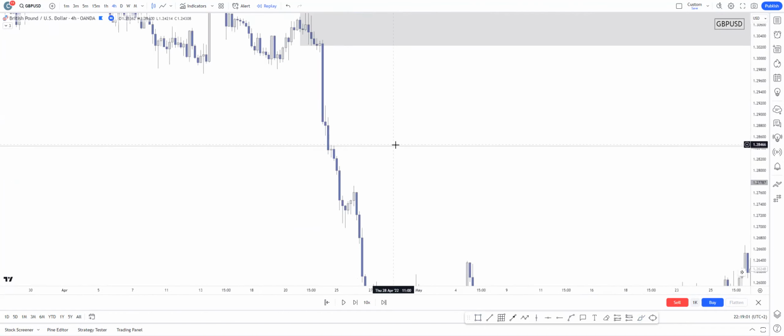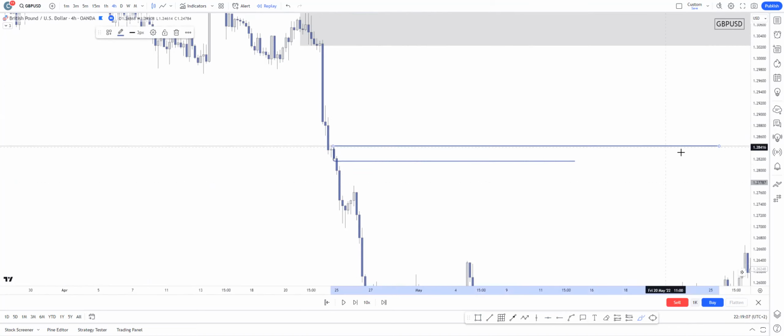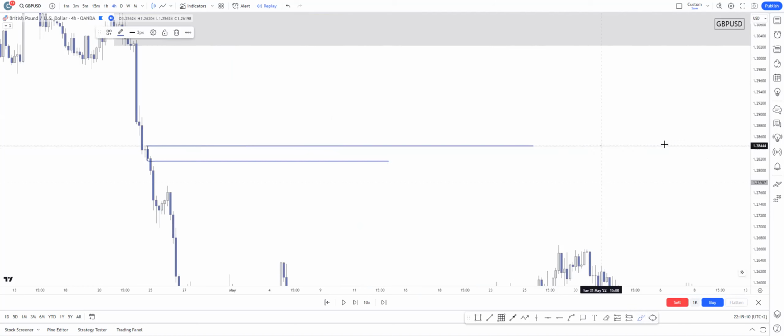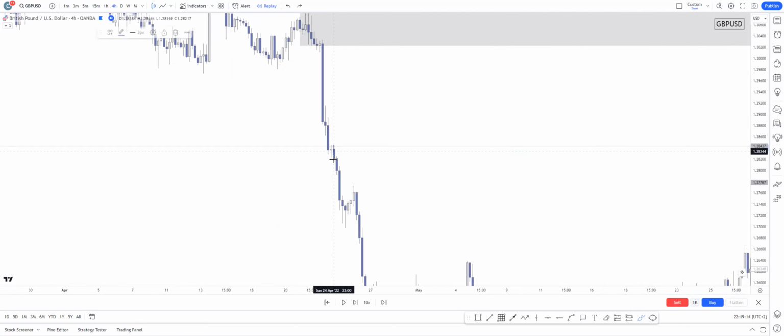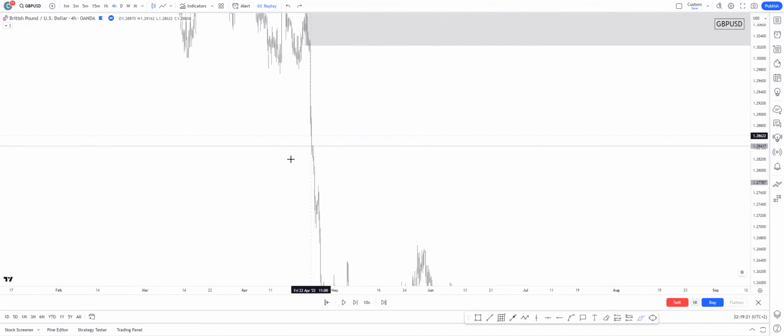Actually, price probably made a full zone mitigation on this 4-hour supply area. So I have marked the top of the high point, and technically price has made a full zone mitigation on this 4-hour area, but technically this area is just a simple stop in the market.